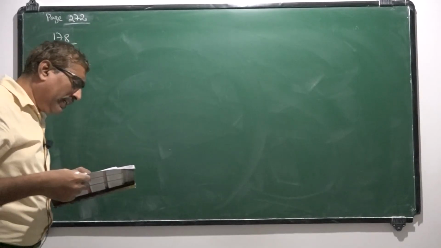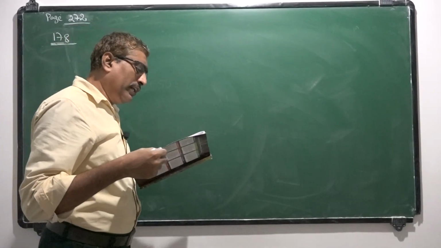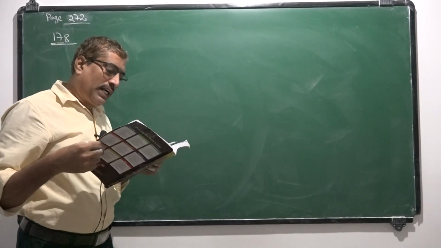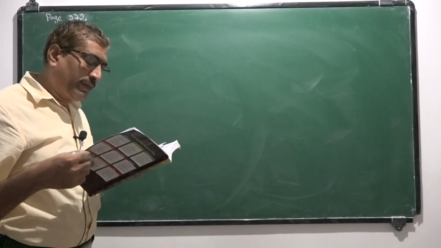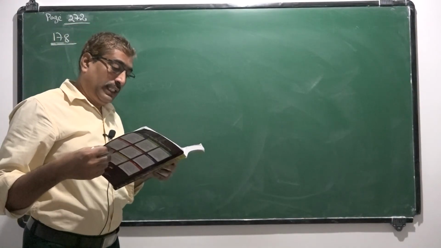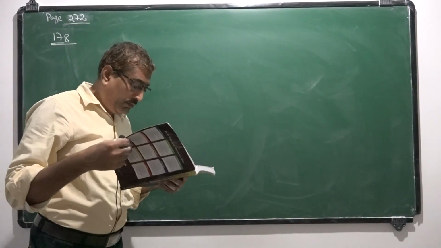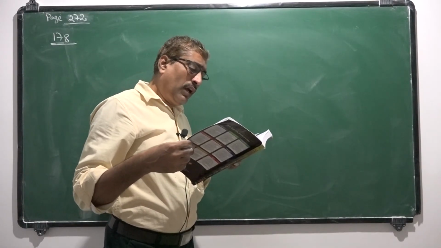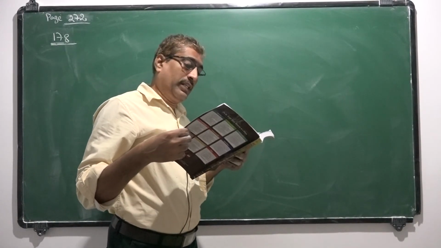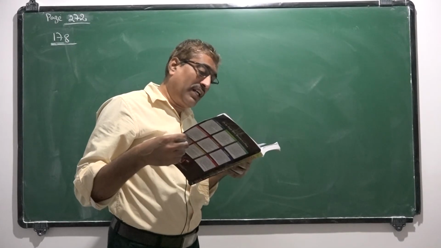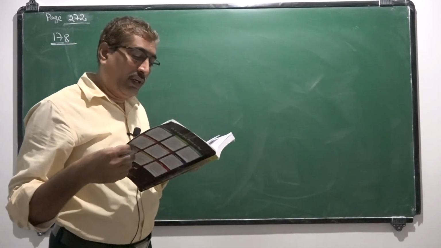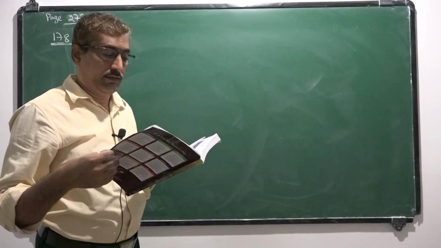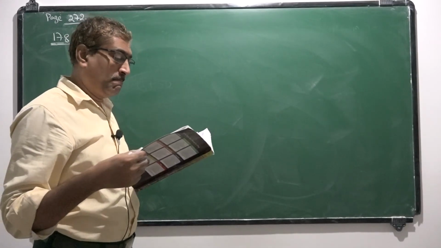Okay, a boat floating in fresh water of density 10 to the power 3 kg per meter cube displaces water weighing 35.2 kilonewton. The change in volume of the displaced water, if it were floating in sea water of density 1.1 into 10 cube kg per meter cube, will be, take g as 10.